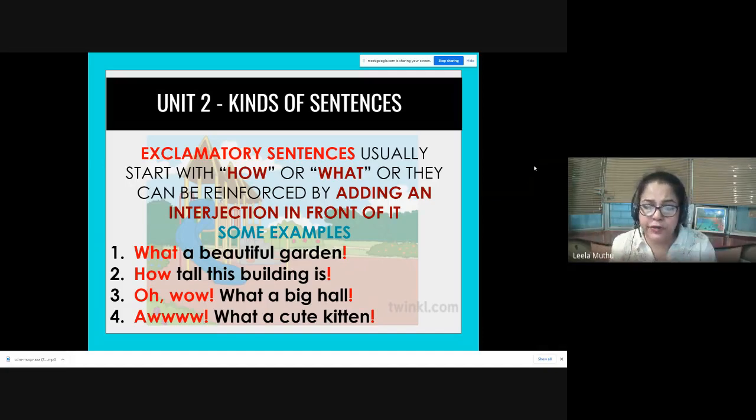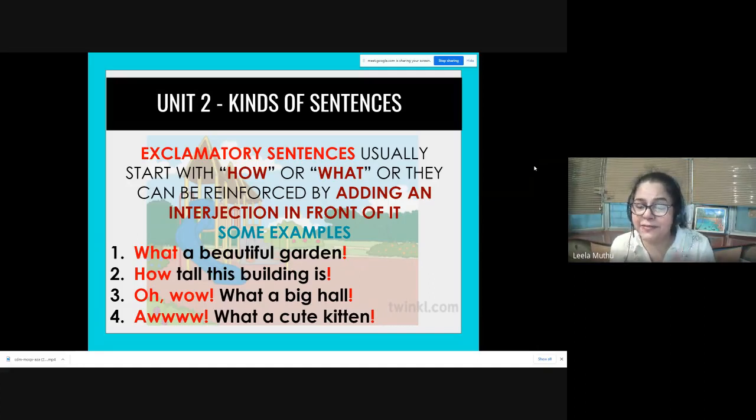Okay, so I'm going to give you a lot of examples. So, what a beautiful garden. Now, look at the sentence. What a beautiful garden. Here, you're using an interrogative word at the beginning of the sentence. What? But are you asking a question? You're not asking whether the garden is beautiful, but you're like, what a beautiful garden. I have never seen such a beautiful garden. What a beautiful garden. Exclamation mark.